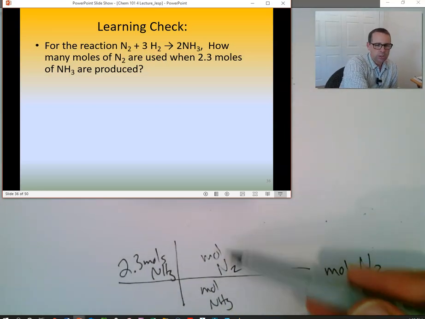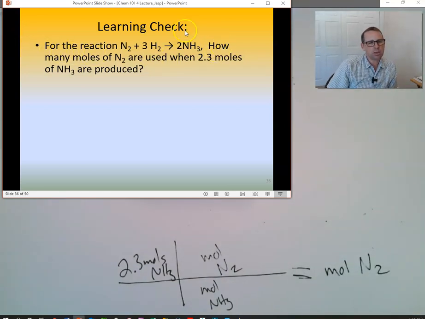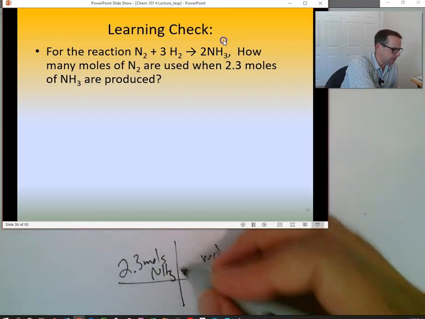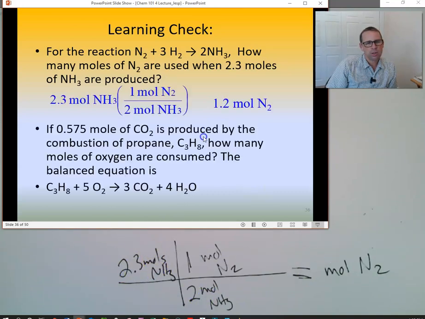And the ratio of nitrogen gas to ammonia is given in my equation here, right? Can you see the ratio? How many moles of nitrogen gas are there for every mole of ammonia in my equation up here? 1. 1 mole of nitrogen gas for every how many moles of ammonia? 2. Very good. So that shows me the math that has to be done. 2.3 moles of ammonia divided by the 2 will give me the moles of nitrogen gas.